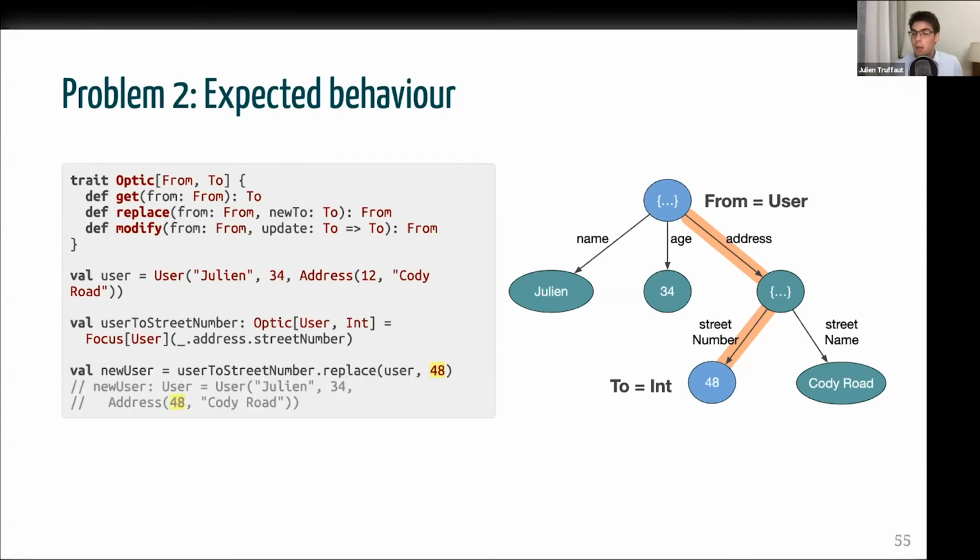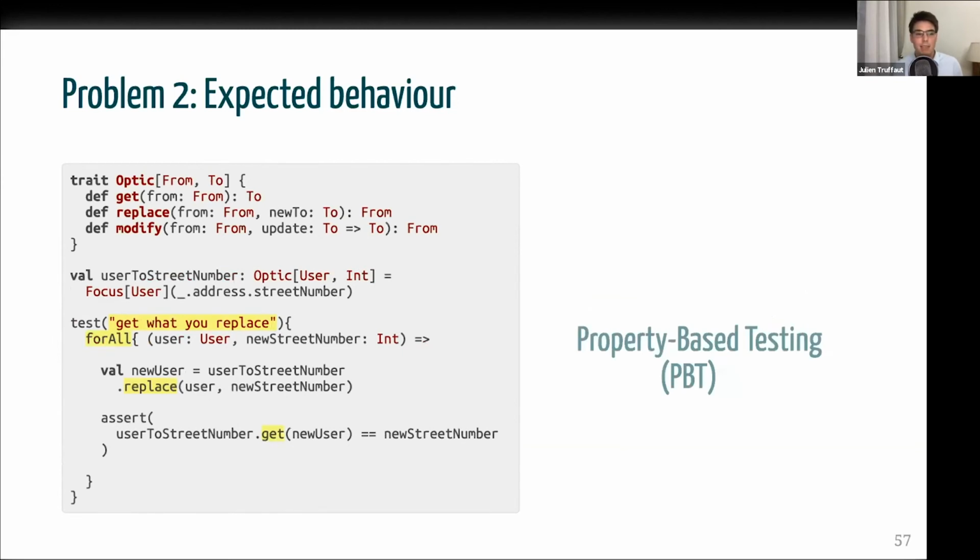Perfect, it works. But how do you check that it works? You could write a unit test, but this would be very specific to this particular optic. Another way to do this is that an optic has a get method. So why don't we use it to call get on the updated user, and verify that we get back the same data that we just replaced? This is the most standard, the least surprising behavior for an optic. And we can automate this process using property-based testing. With property-based testing, we can generate a random user and a random street number, do this operation, replace and get, and verify that we get back the same thing.